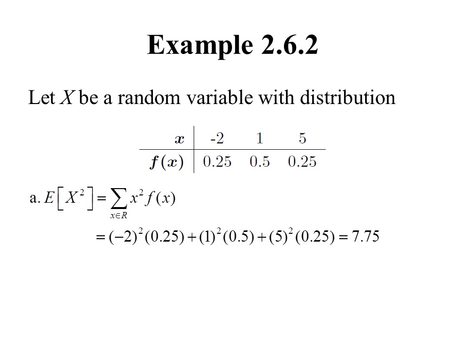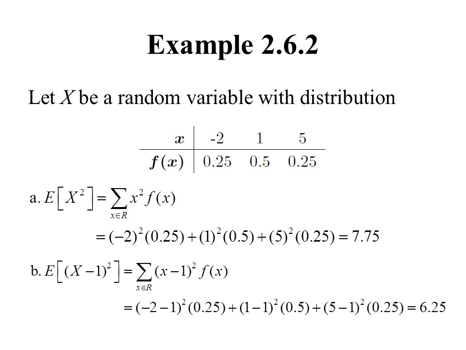So let's take the function x squared and calculate the expected value of that. By our definition, we simply need to take each value of x, square it, times f of x, and add them up. So -2 squared times 0.25, 1 squared times 0.5, 5 squared times 0.25, add them up, we get 7.75. So that's all there is to calculating the expected value of a function of a random variable.